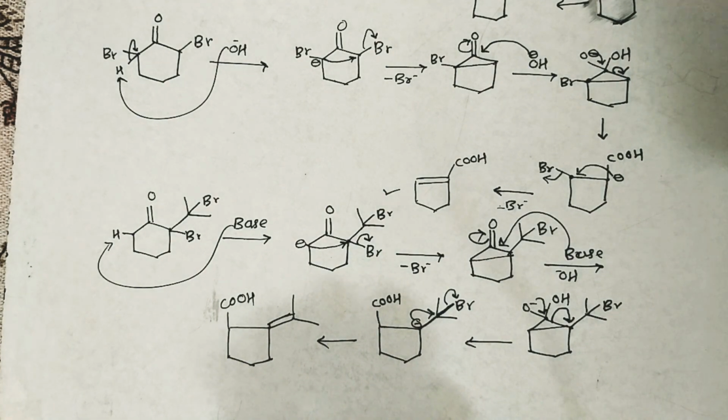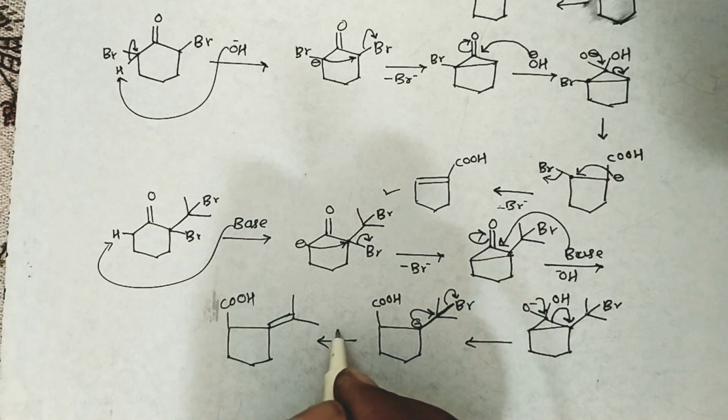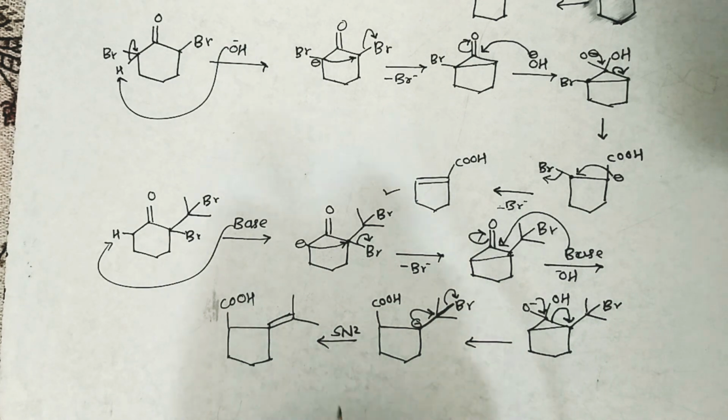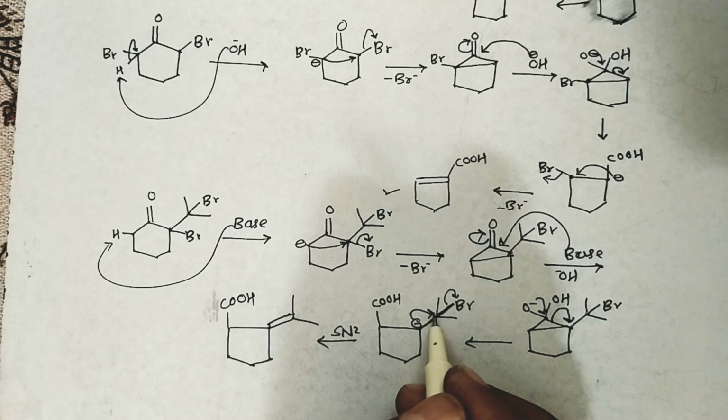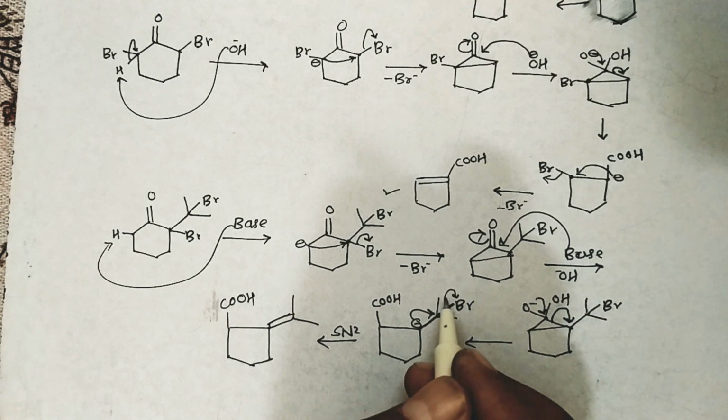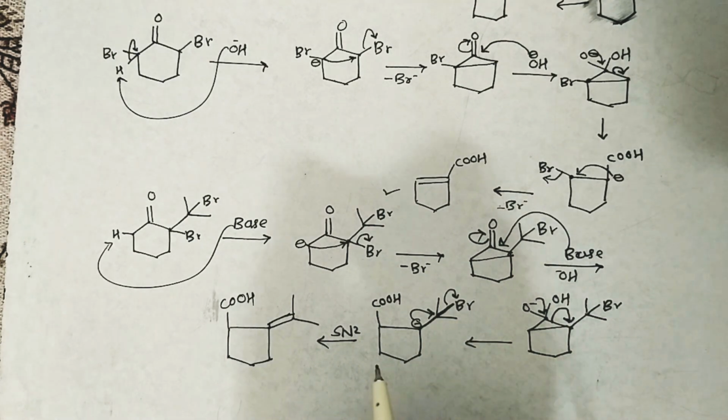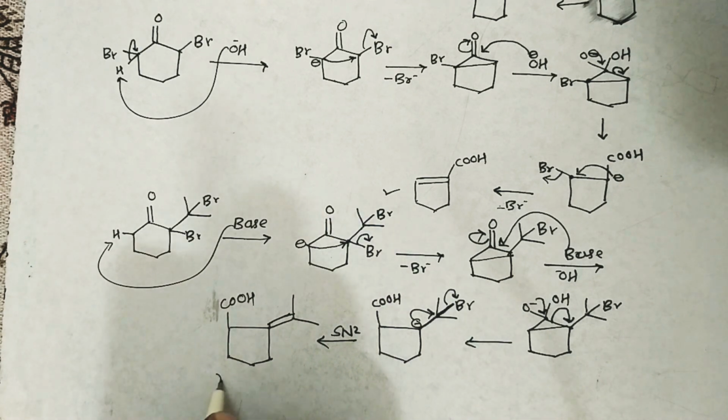So now see the difference in the reaction above and below. This is an SN2 type step where the attack of nucleophile and departure of leaving group takes place simultaneously to form this type of product.